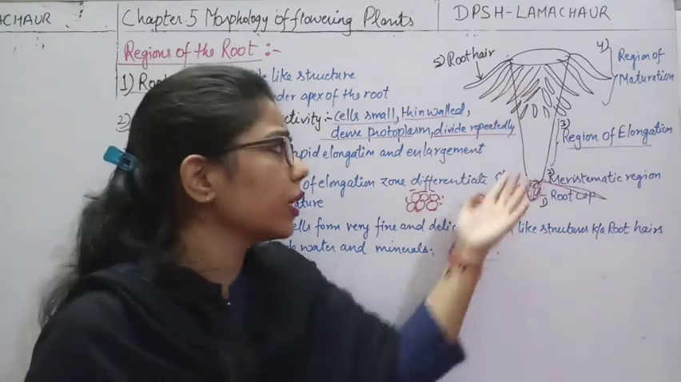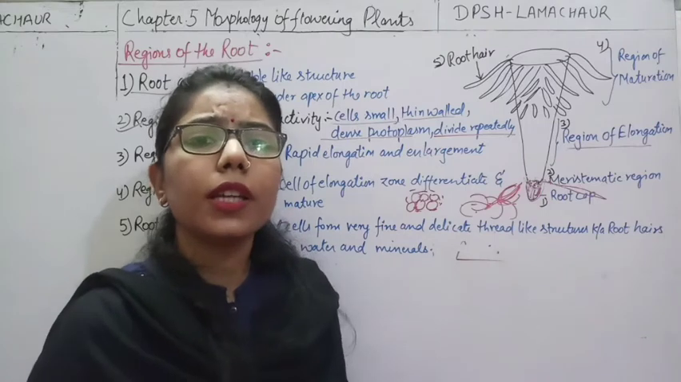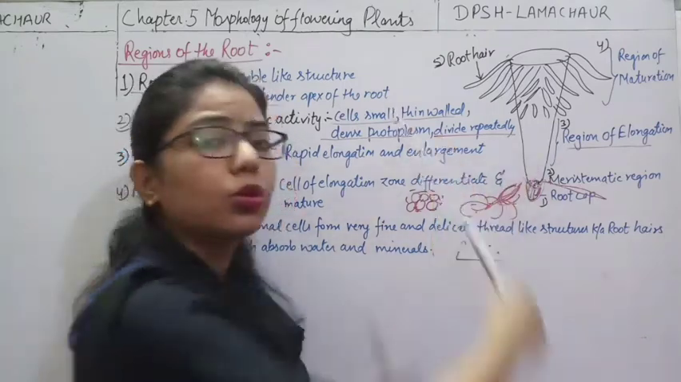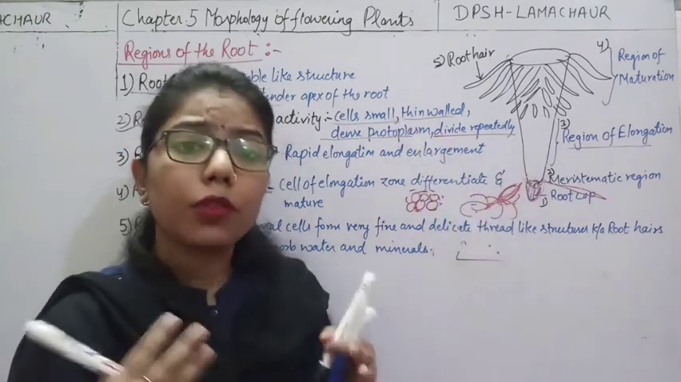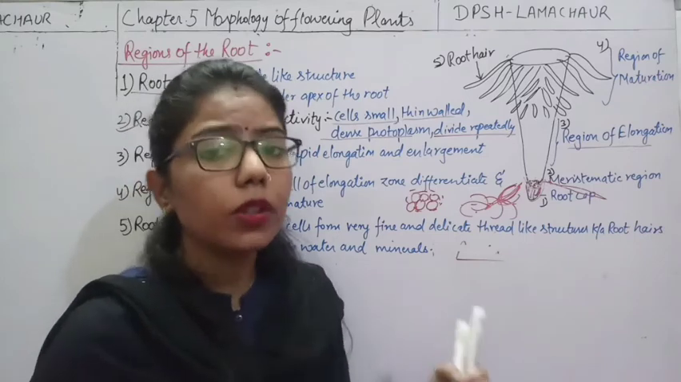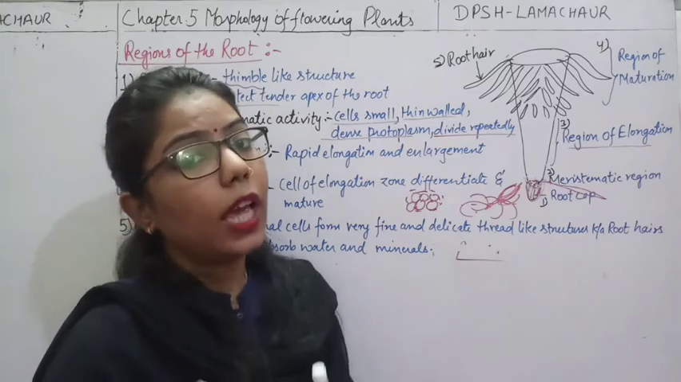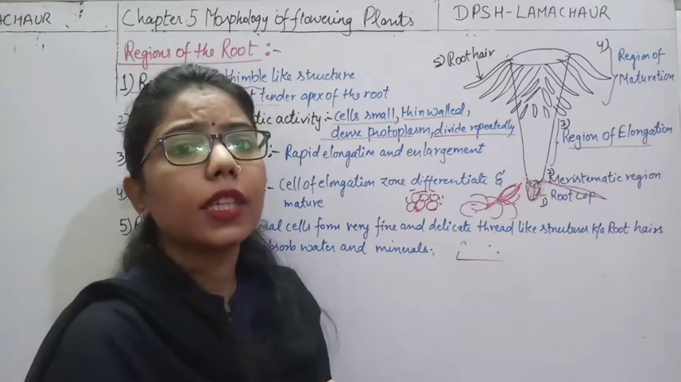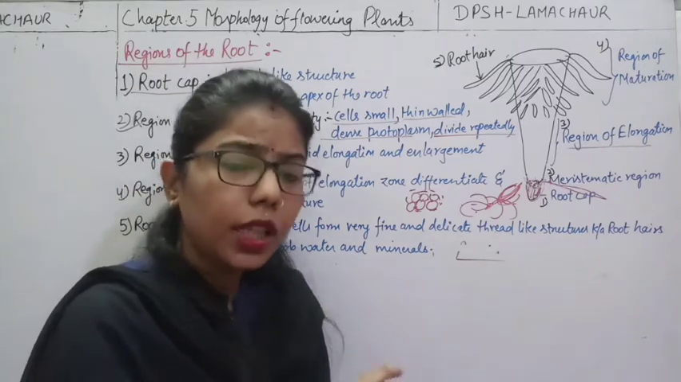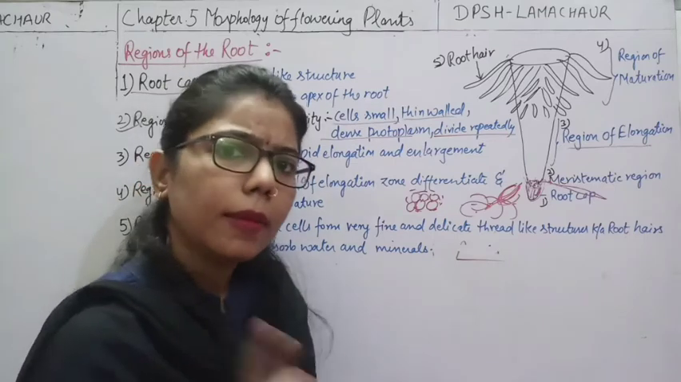What is the function of increasing the growth of root? Why are we saying that the root should grow? Because if the length of the root will be more, what will happen? Then the surface area will be more, and we know that the larger the surface area, the more the capacity to absorb water and minerals.